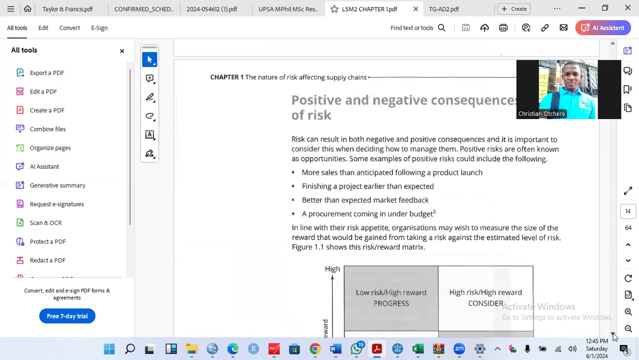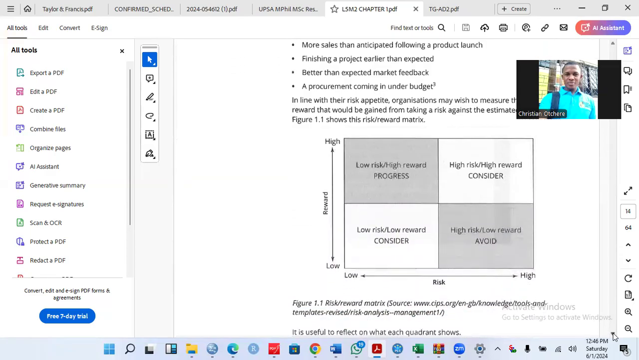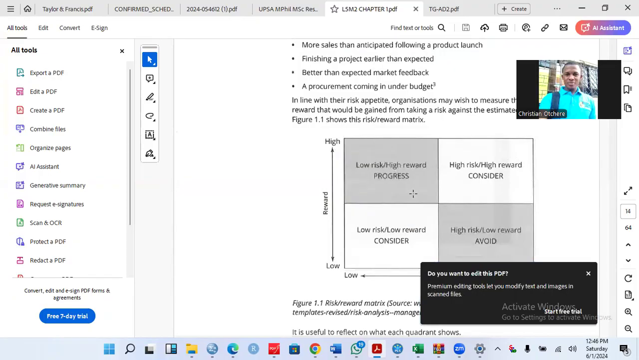Positive consequences to risks. They are saying that when we take risk, there are two possible outcomes. It's either you are going to have a positive outcome or a negative outcome. The negative outcome is the negative consequences, and the positive outcome is the positive consequence. Now, with the risk assessment grade or the risk and reward metrics, there is a guide. It guides organizations that do it so well to know which risk to take and which risk not to take.